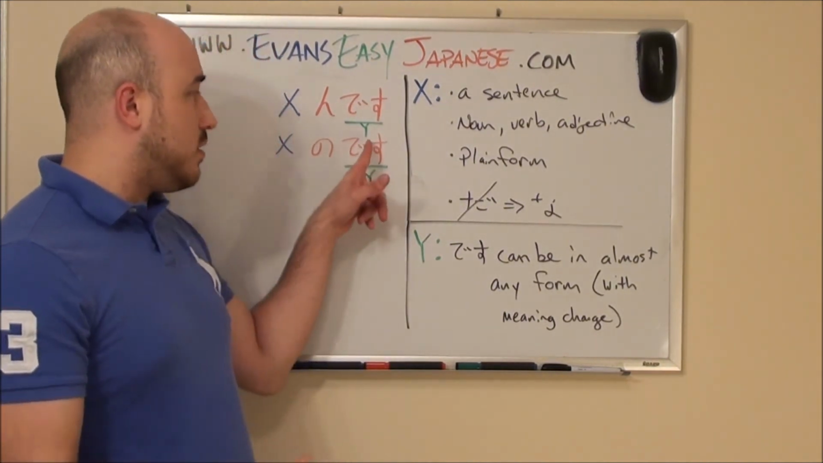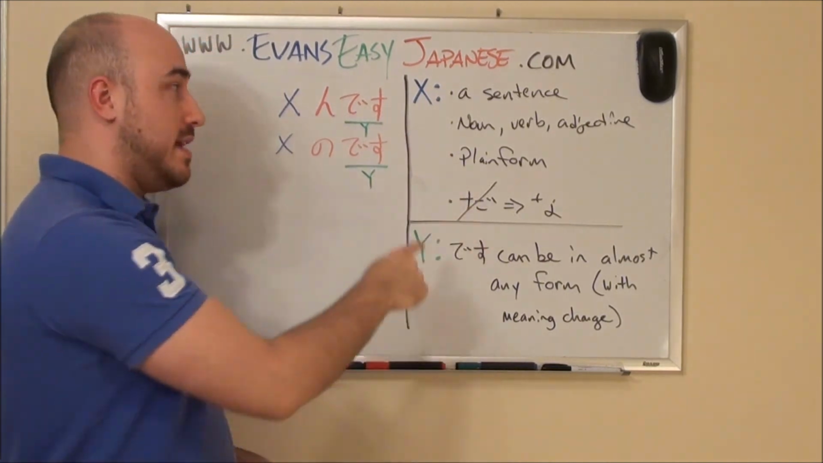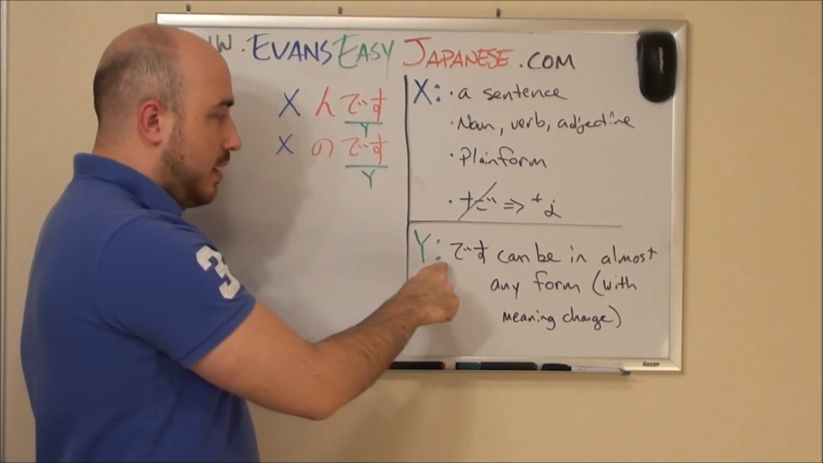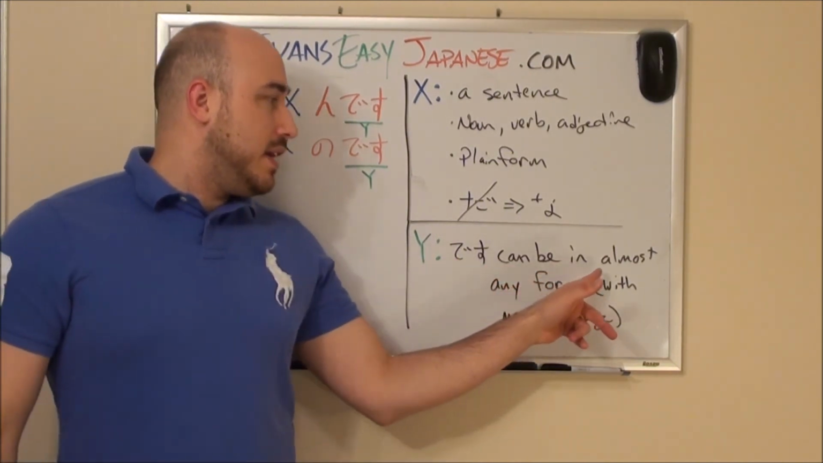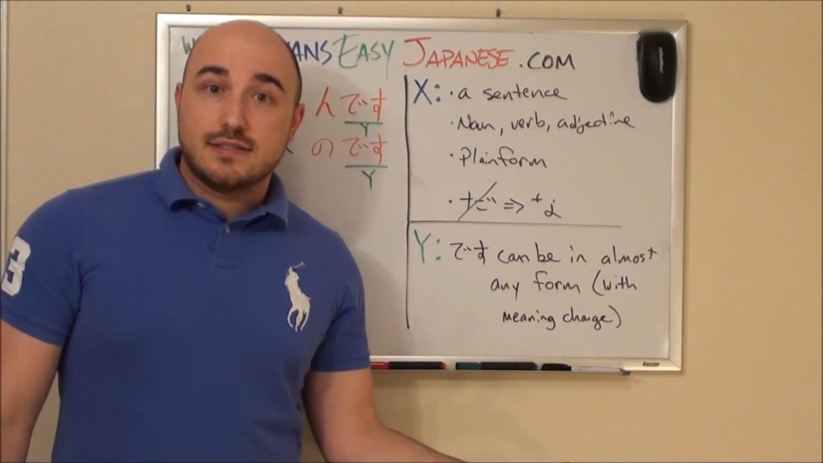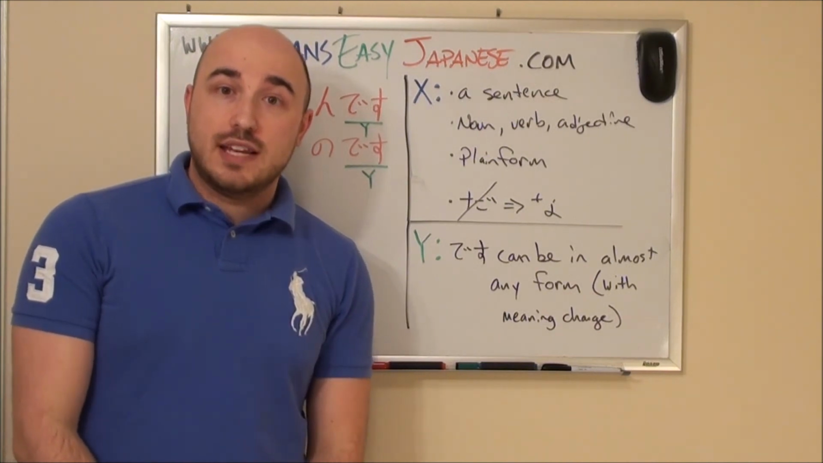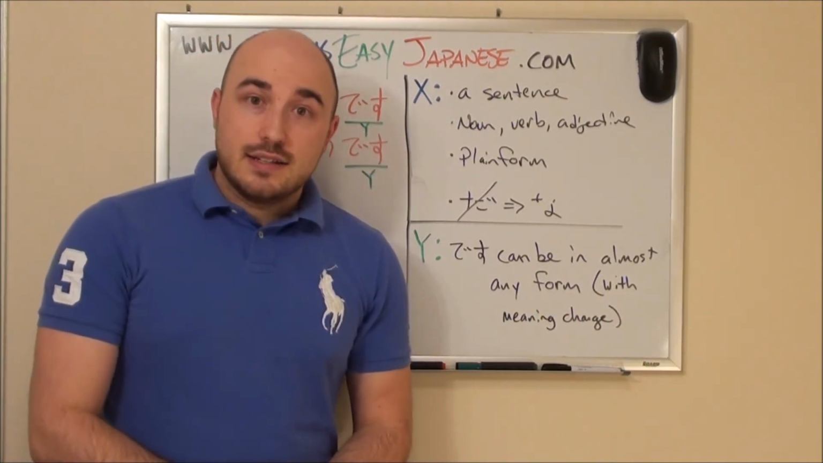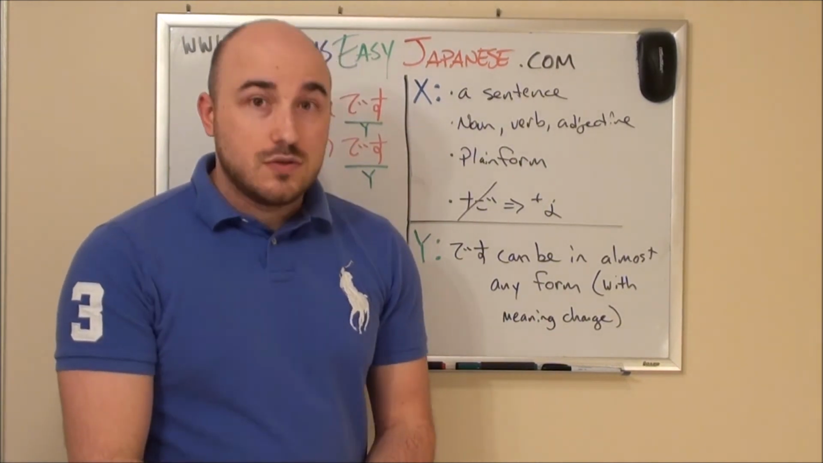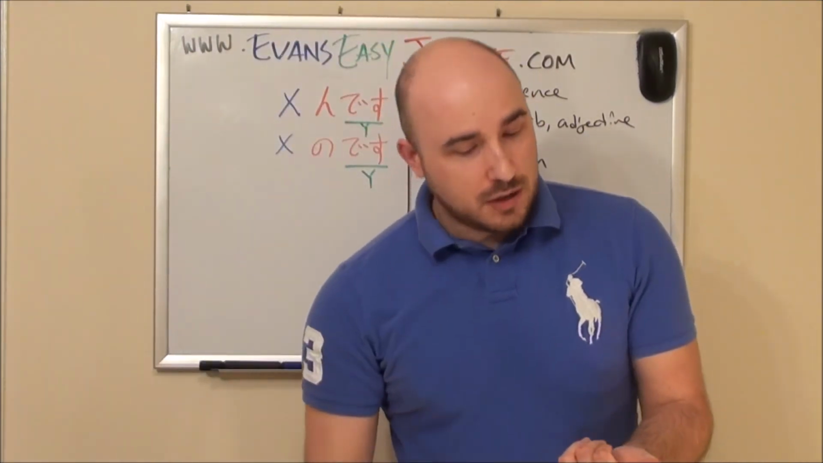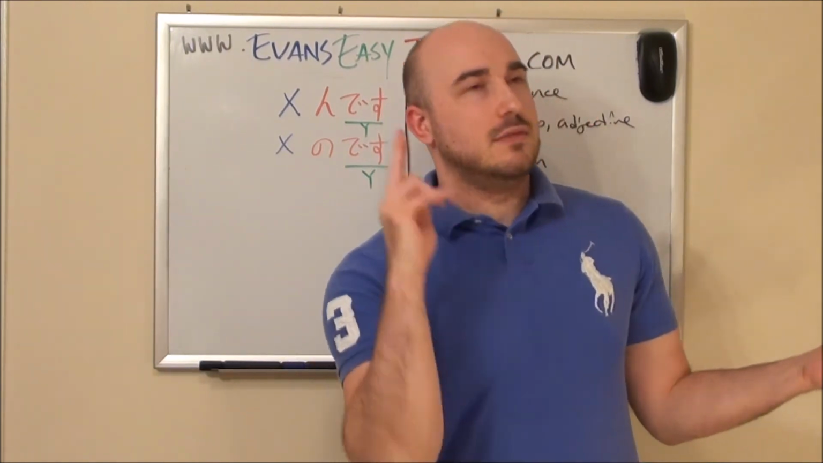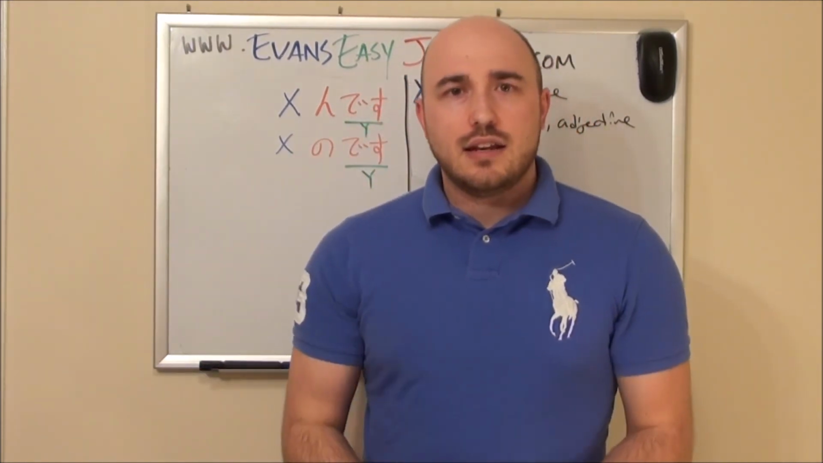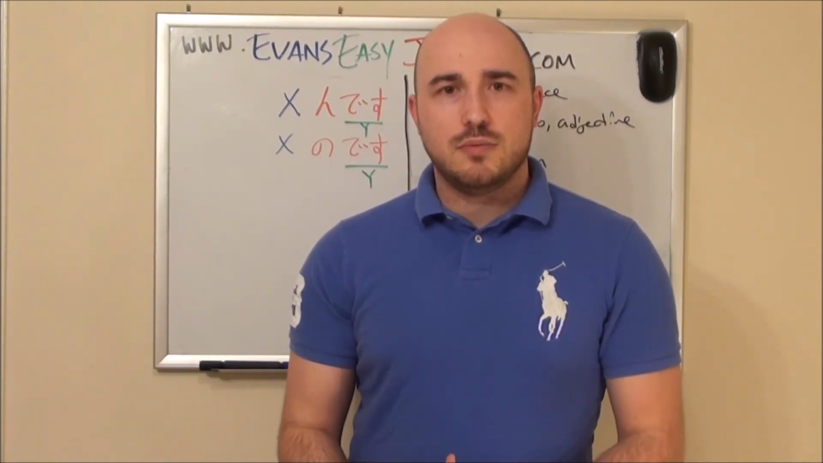Now really quickly, let's look at this des verb I'm designating as Y. Let's look at Y, des. This can be in almost any form of des. You can have almost any form of des there. It will change the meaning of the sentence a little bit though, so be careful, don't use the wrong des. It could be plain form, it could be past tense form, it could be plain past, it could be negative, it could be the desho or the daro and things like that. It can be almost any form of des.